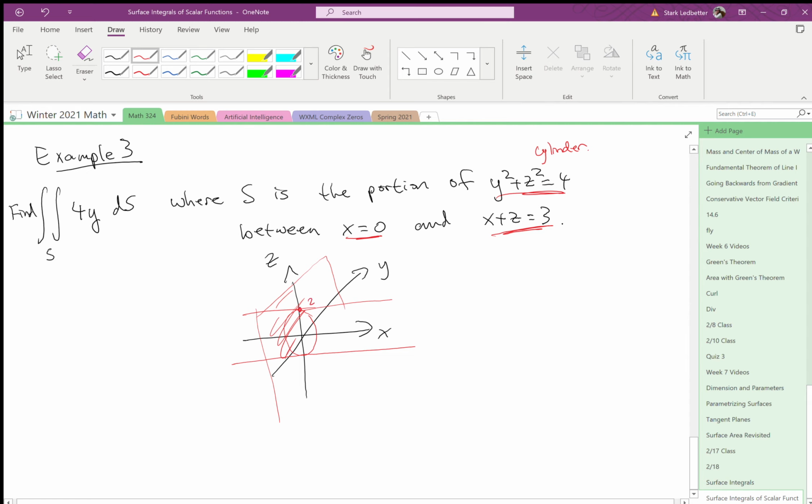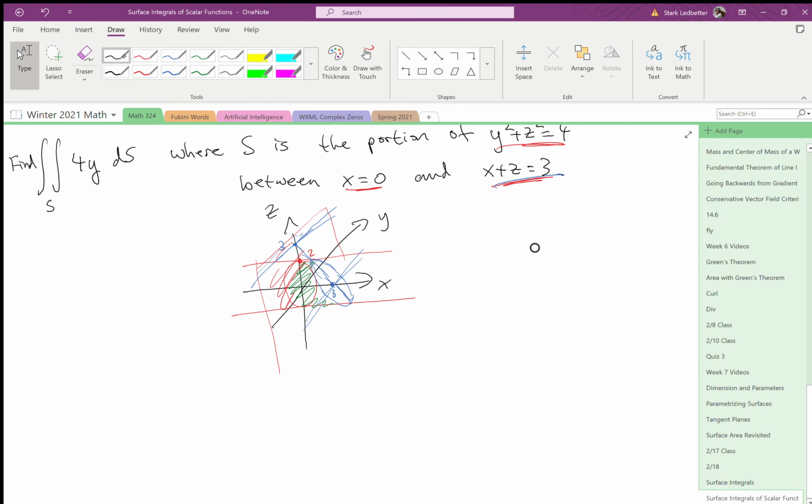If we go in the xz plane and we draw the line x plus z equals 3, that's got to go through the value 3 on both these axes. So it's actually like that, and then we extend that in the y direction forever. Okay, so it's cutting this cylinder. A plane will cut a cylinder in a kind of an ellipse shape. So the part of the cylinder we want then is that thing, and also behind. Okay, so that's what's going on.